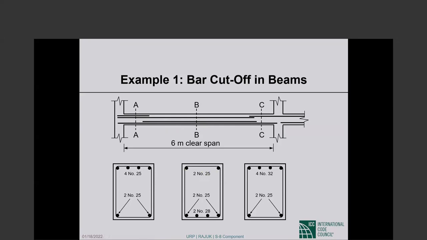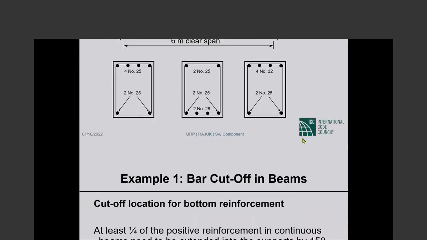Anyway, for construction reasons, we need to continue 2 bars. So the decision has been made to continue the two number 25 bars, and at the top, these are also two number 25 that are continuous. So here, out of the four number 25, two are cut off, the other two continue, and then they lap with the number 32 bars. That's what you are looking at.